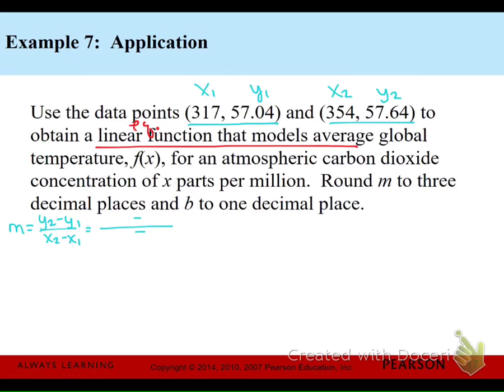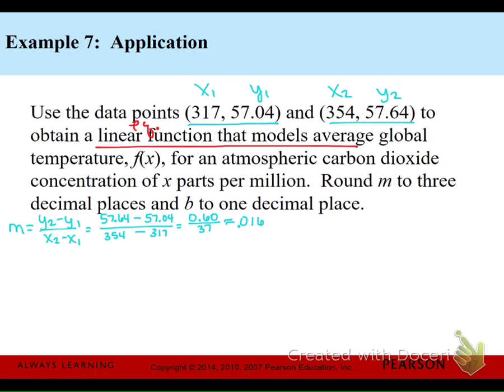I'm going to plug in my y2, 57.64. Plug in my y1, 57.04. Over, I'm going to plug in x2, 354, and x1, 317. So break out your calculator, subtract those. 57.64 minus 57.04 is 0.60. Over 354 minus 317 is 37. And it gives me approximately, rounded to 3 decimal places, 0.016.